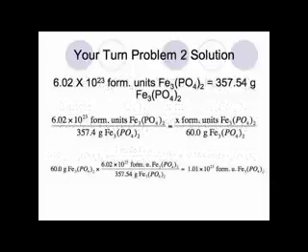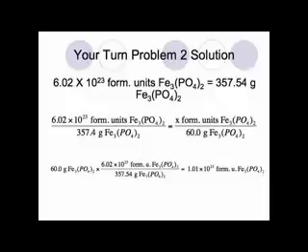In this one I want to change from 60 grams of iron 2-phosphate to the number of formula units of iron 2-phosphate. So I know that there are 357.54 grams of iron 2-phosphate in 1 mole, and this would be equivalent to saying that 6.02 times 10 to the 23rd formula units of iron 2-phosphate would have a mass of 357.54 grams. So again, I've set up a ratio here.